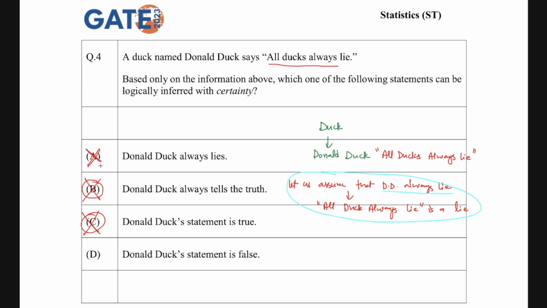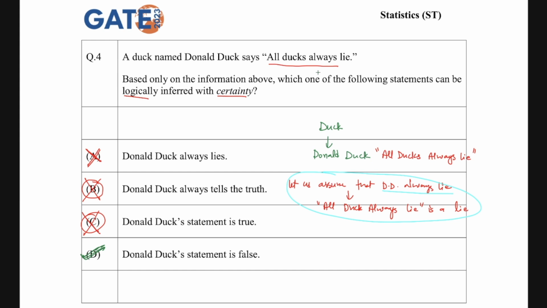Okay, so this goes something like this. You have to always consider a statement, and then considering that statement, you have to see whether the statement given is proving correct in all the conditions or not. That's why it is said that it can be logically inferred with certainty. So what could be the correct answer? The only thing which can be correct over here is statement D, where it says Donald Duck's statement is false. So this statement is false, that all ducks always lie. Some of the ducks might be telling truth, and that duck could be Donald Duck himself. So that's why statement D is correct.